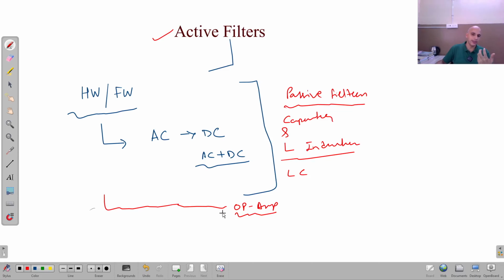Now, active filters also depend upon the functional filtering unit. I mean, the actual process of filtering takes place in a unit that we call a functional filtering unit, and that functional filtering unit is always either a capacitor or an inductor, right? In passive filters, we were dependent only on these passive components, and in active filters, we are using an active component in addition to this capacitor or inductor circuit, right?